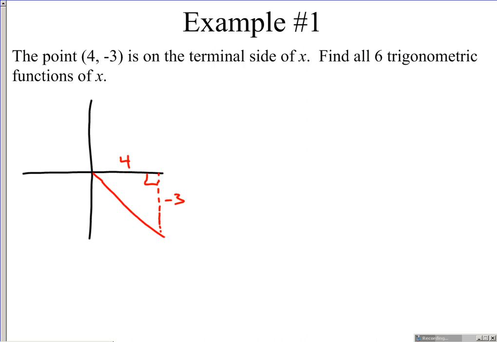Notice this is a Pythagorean triple, and this is where you'll start seeing these pop up over and over again. This is a 3, 4, 5 triangle. So now we need to find 6 functions: sine, cosine, tangent. Sine is opposite over hypotenuse, cosine is adjacent over hypotenuse, tangent is opposite over adjacent.